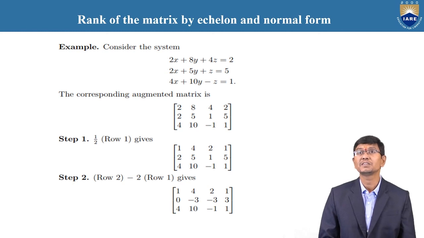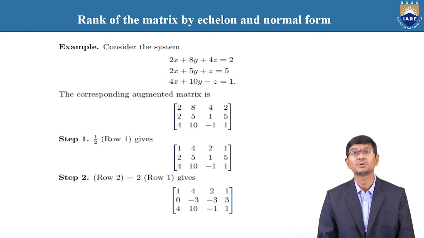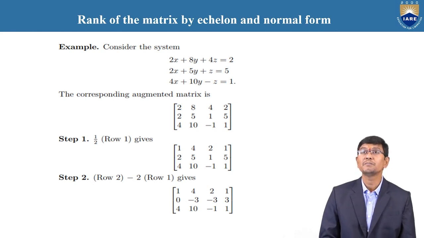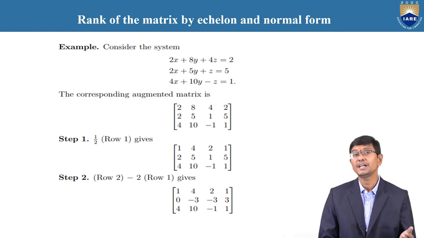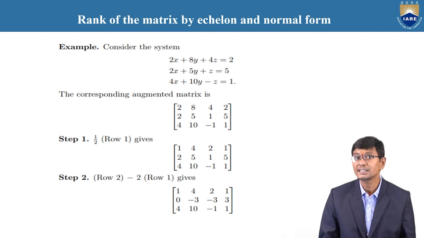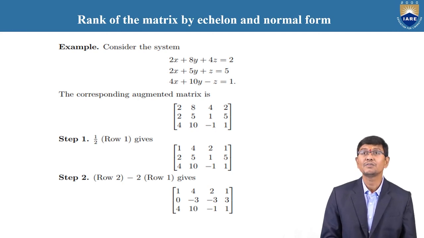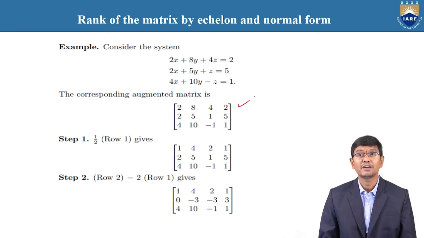Consider the system of equations 2x plus 8y plus 4z is equal to 2, x plus 5y plus z is equal to 5, 4x plus 10y minus z is equal to 1. The augmented matrix is the collection of the coefficient matrix and the column matrix. Therefore, A comma B is 2, 8, 4, 2, 1, 5, 1, 5, 4, 10, minus 1, 1.